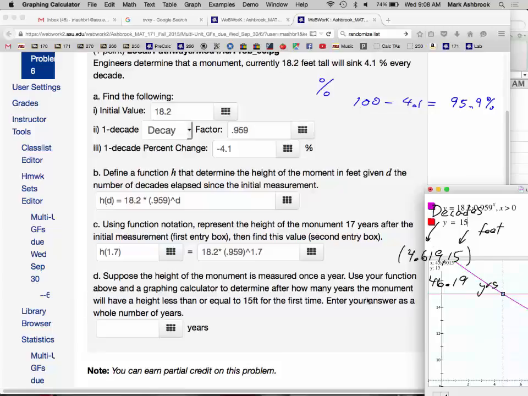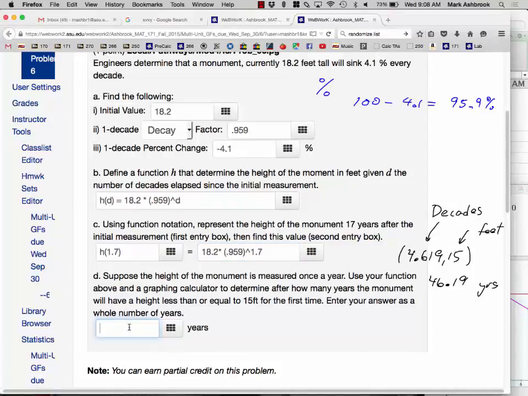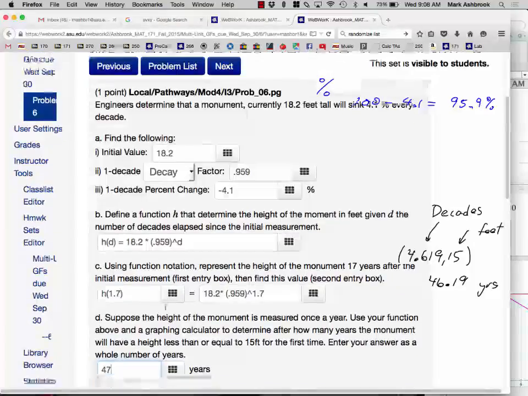Determine how many years until the monument will have a height less than or equal to 15 for the first time. So after 46 years, it's still taller than 15. So it's at 47 that it will be below 15 for the first time. Questions on this?